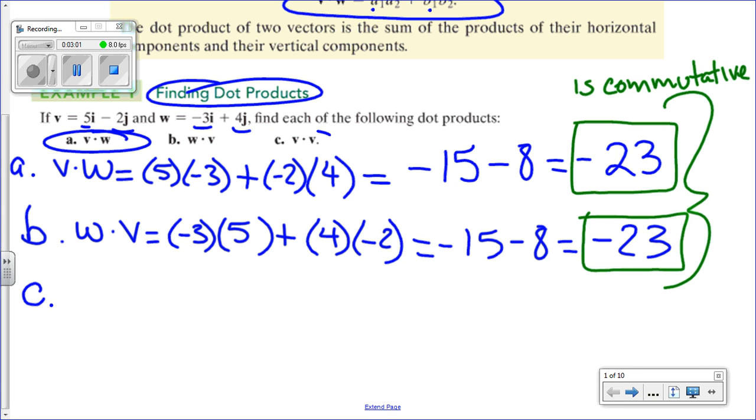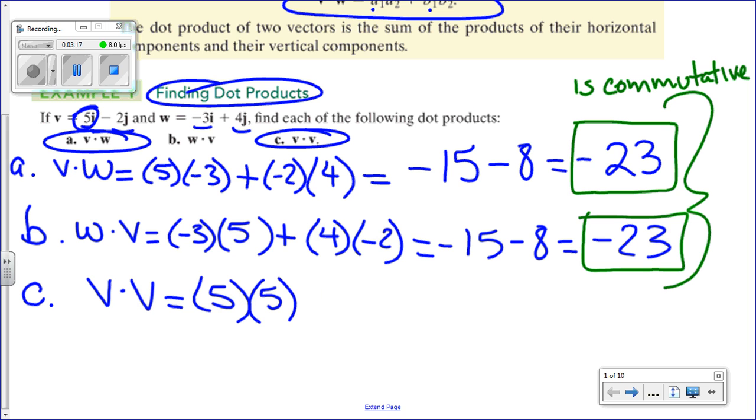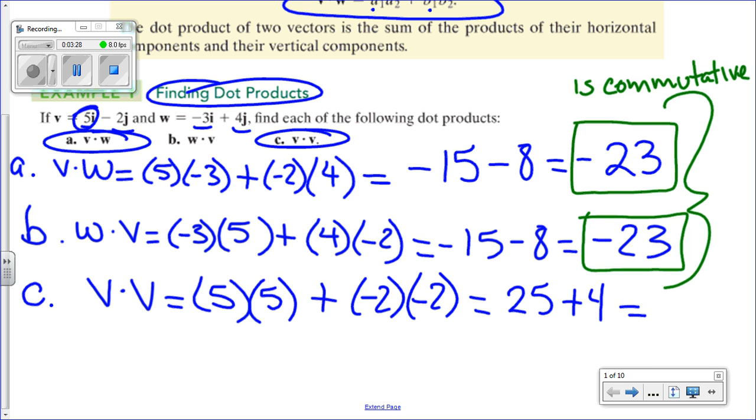Now, we could also do a dot product of one vector to itself. And so for that one, we will do the same thing. Take the horizontal component of vector B, which is +5, so here. And so it will be 5 times 5 plus the vertical component, -2 times -2. In other words, you're doing 5 squared plus -2 squared. So that will be 25 plus 4, and so that equals 29. And so that is the answer for part C.